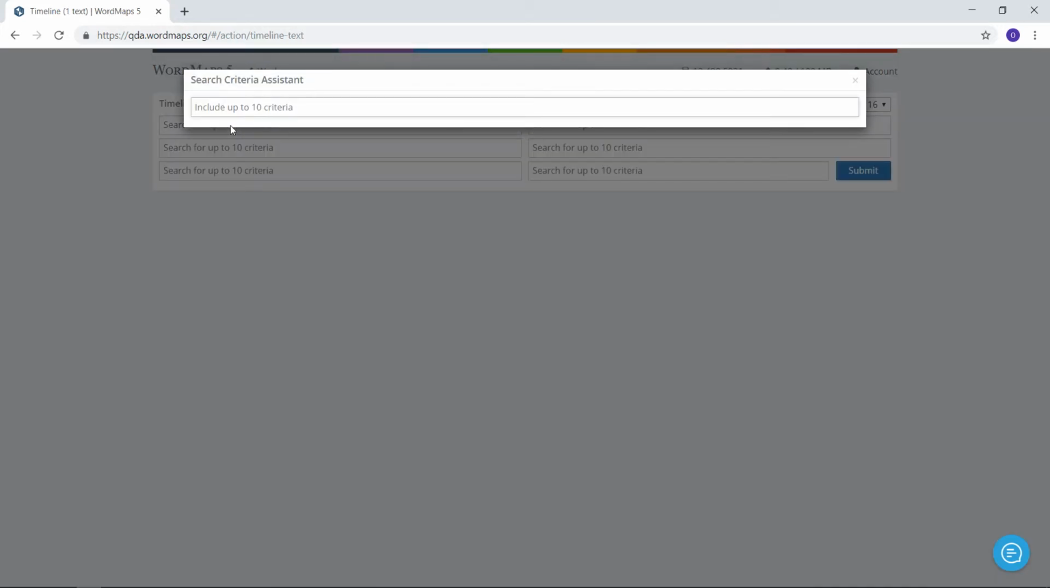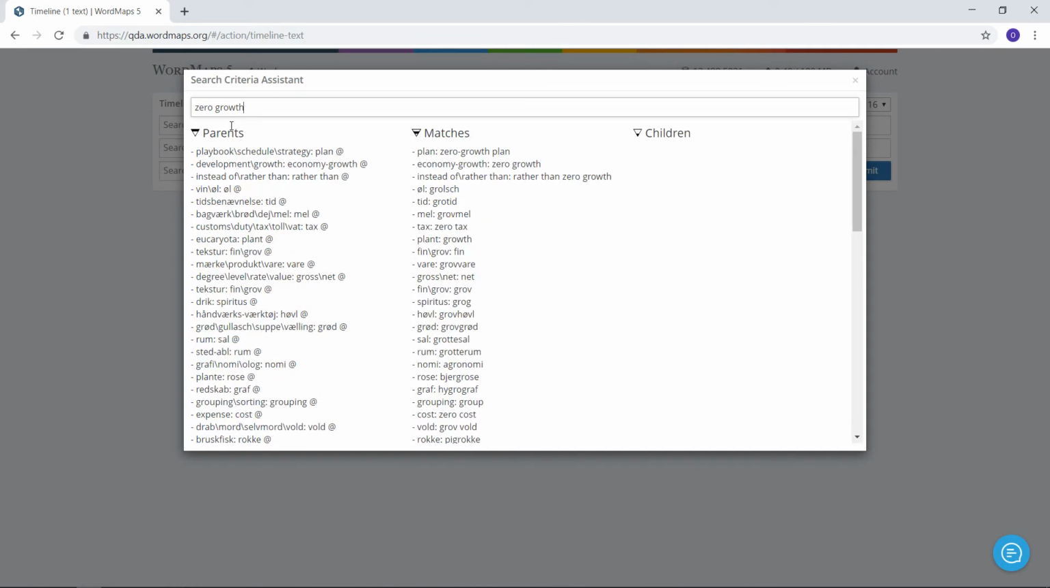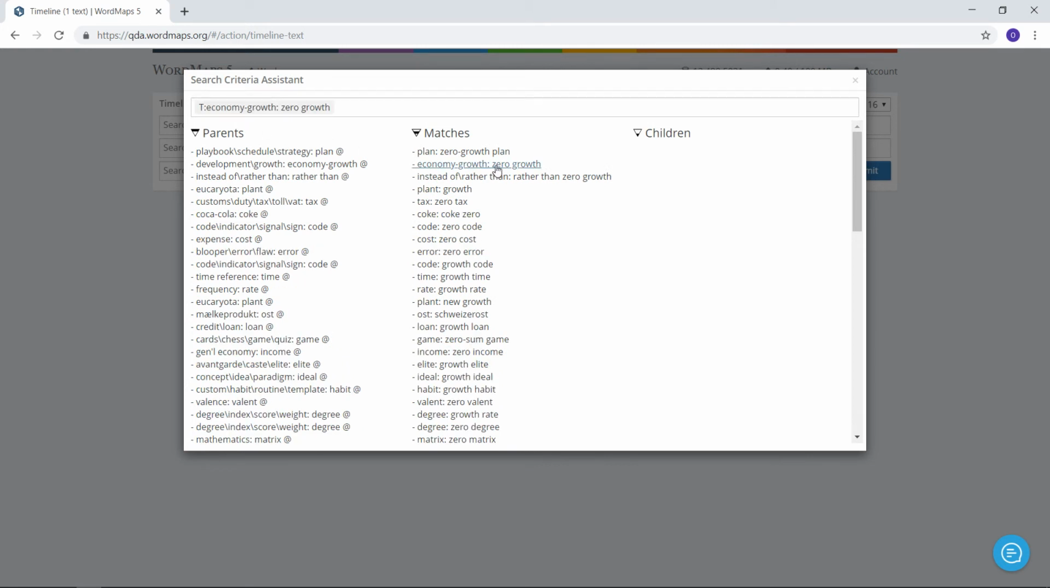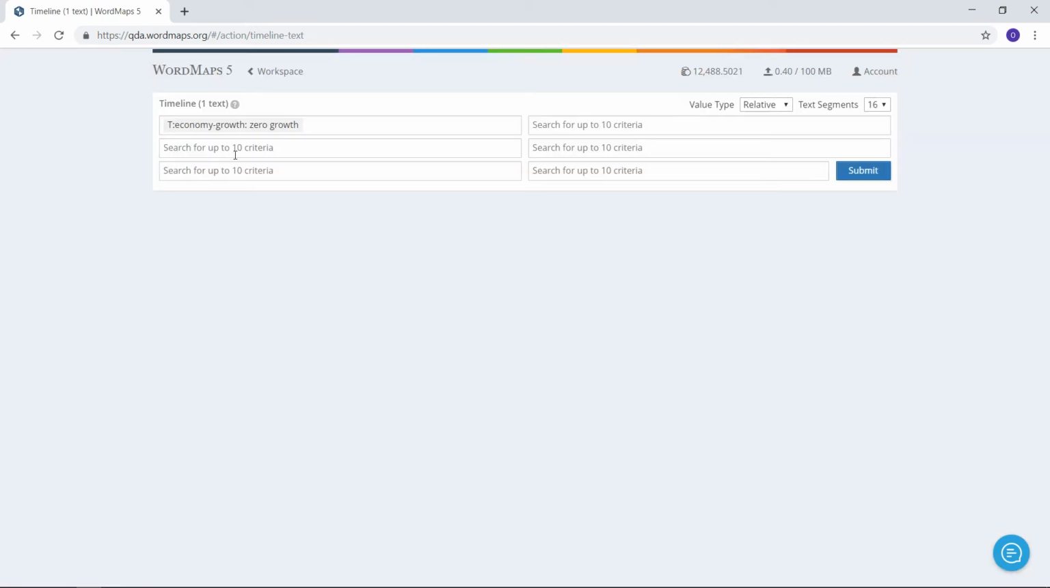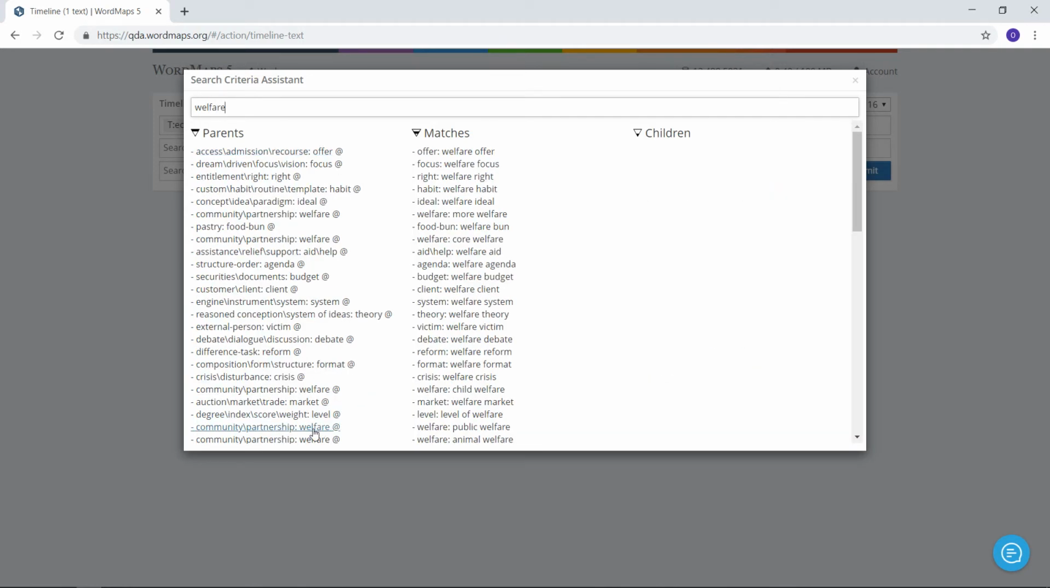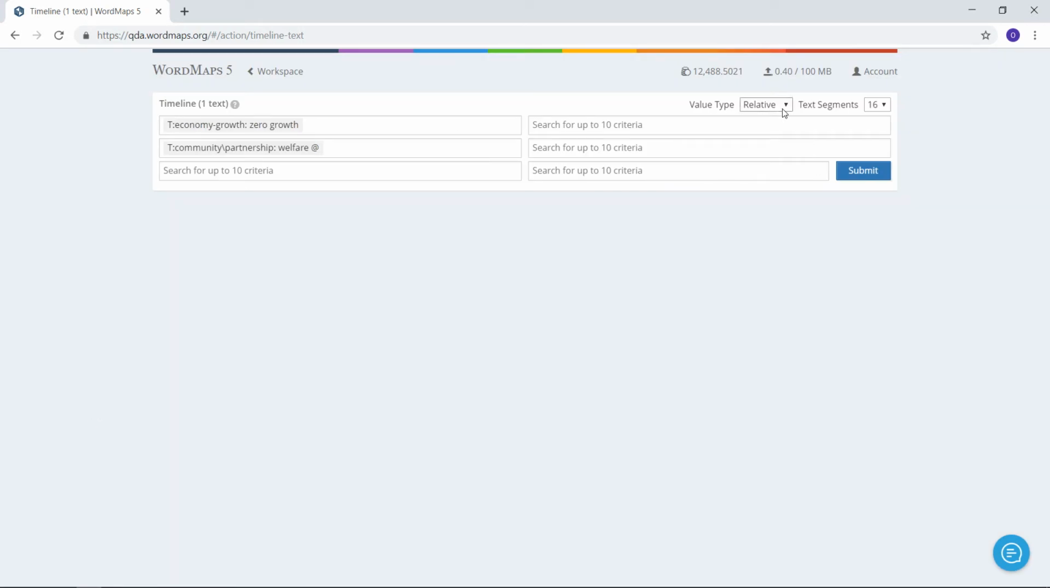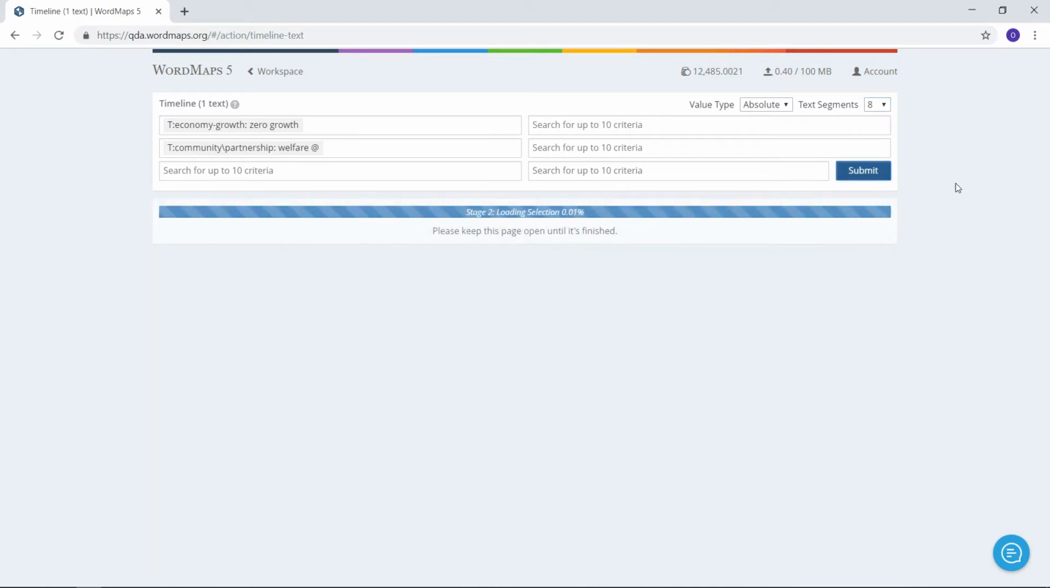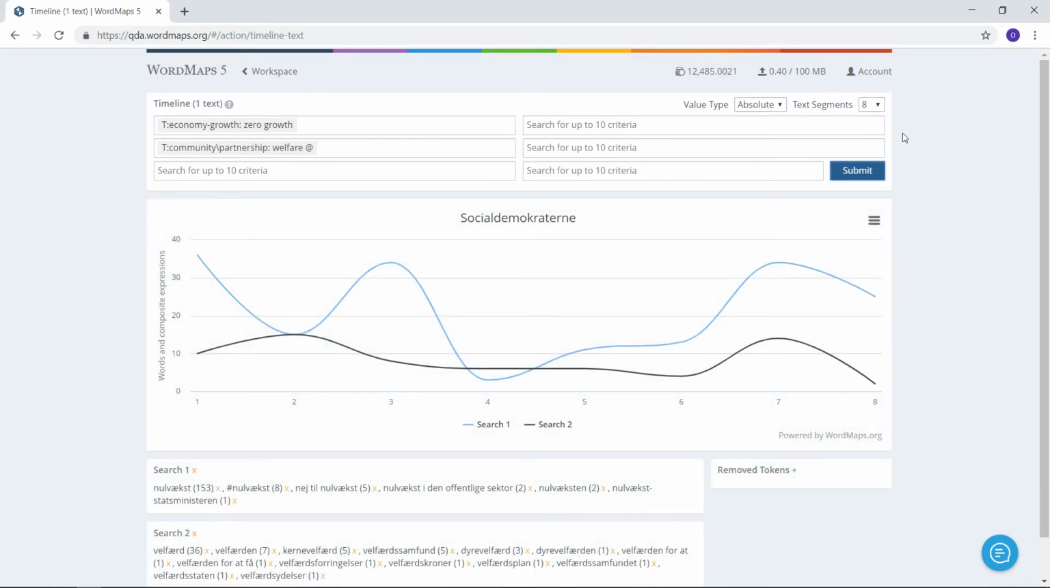We're going to combine. This time we can start with zero growth. Have that be our first topic. And our next topic can then be welfare. And we want to have the absolute numbers, and we want to have a simplified picture. We just want 8 segments. Everything is now divided into 8 segments.